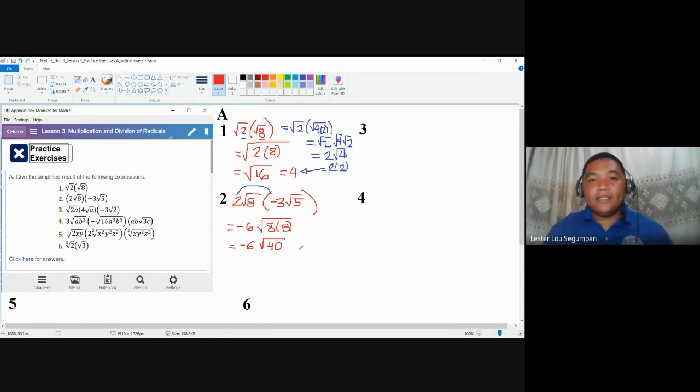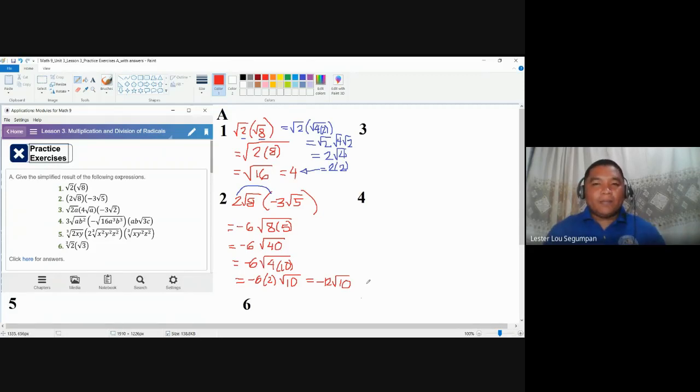This is not yet the final answer because it is always our duty to simplify the given further if we can still simplify them. Square root of 40 can be rewritten. I will just copy negative 6 here. 4 square root of 4 times 10. And you can just simply take the square root of 4, which is 2. So you have your negative 6 times 2, and you leave square root of 10 inside. Therefore your answer is 2 times negative 6, negative 12 square root of 10. This is the answer for number 2.